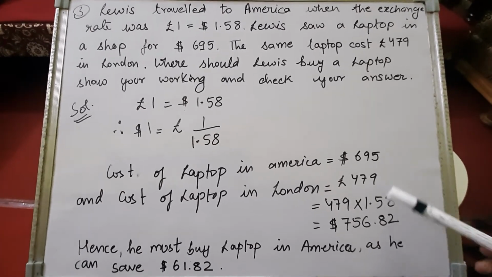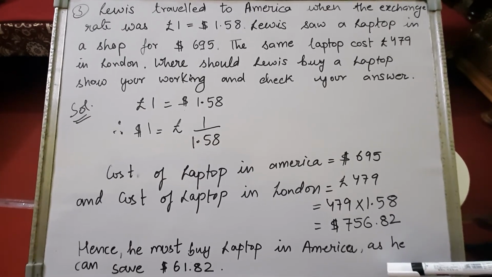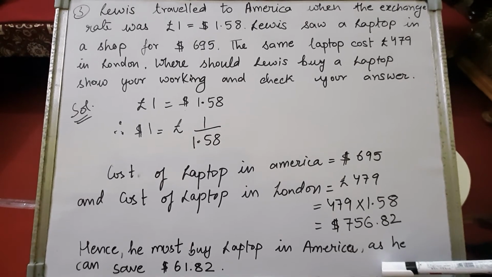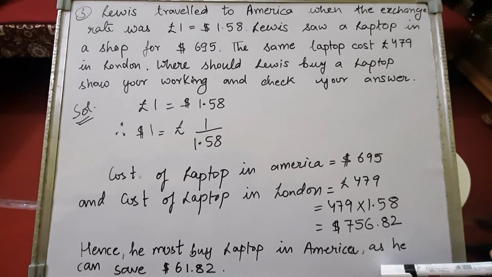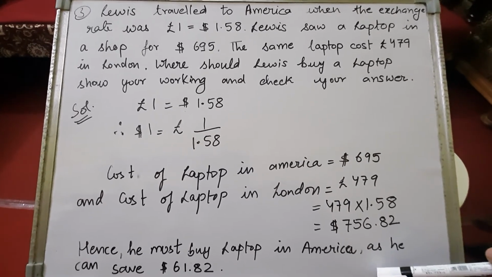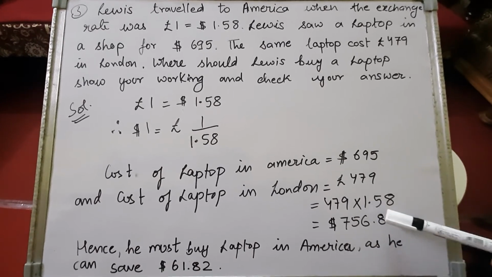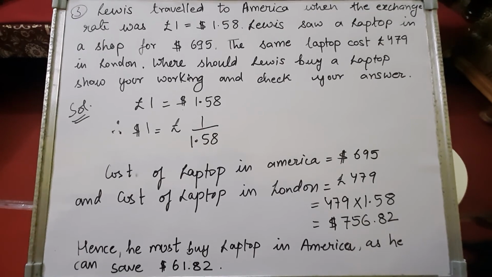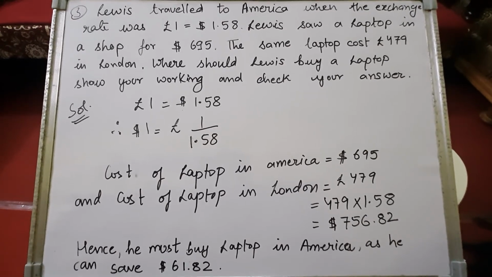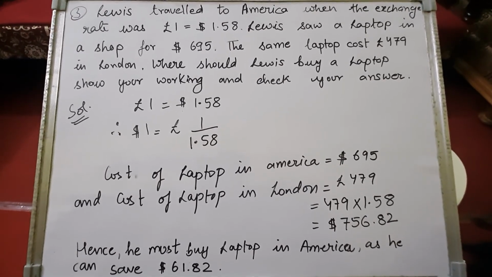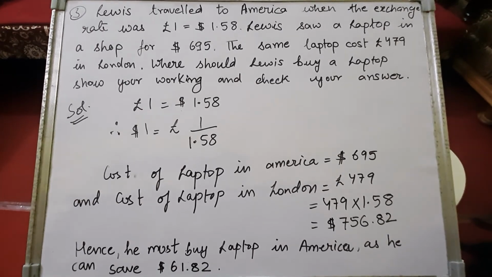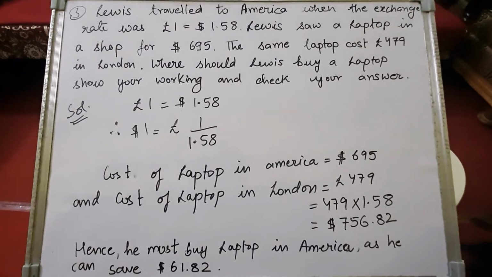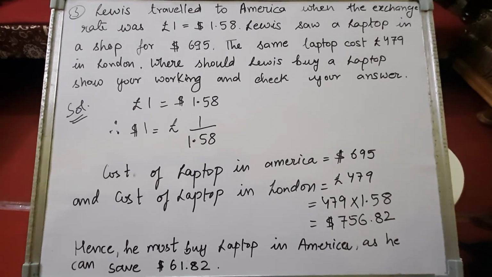So what we'll comment? We'll comment that he must buy the laptop in America as he can save $61.82. Right, children? Is getting saved, no? Because cost in America is lesser than cost in London, right? Note down the solution, please. Now solve these sums from the exercise and unit review. So solve that exercise as well. Do all the work in your fair copies.